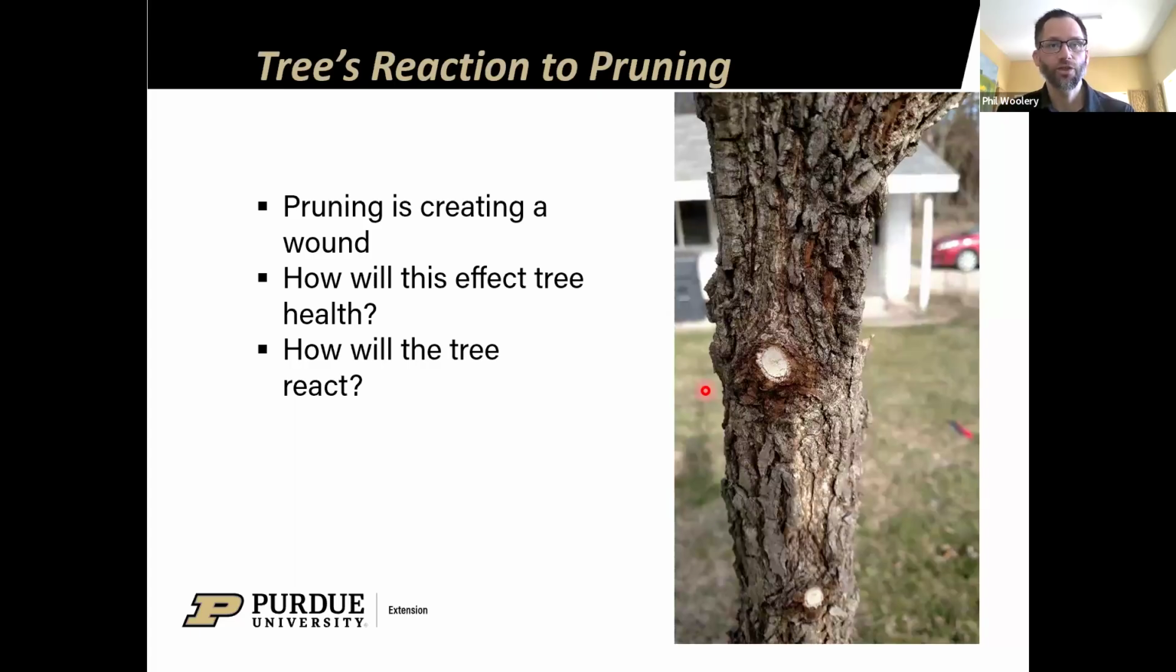All right, so thinking about some tree physiology here. What happens to the tree when we prune it? When you're pruning a tree, you're creating a wound, or wounding the tree. We have to figure out how this is going to affect tree health, and knowing how the tree is going to react can help inform some of the actions that we take. If it's going to respond with growth that is undesirable for our goals, we might not take that action.